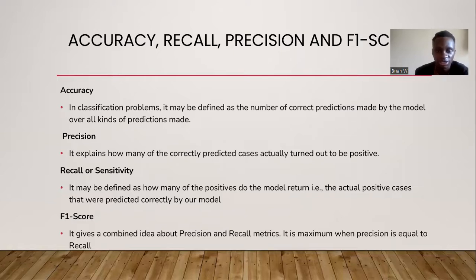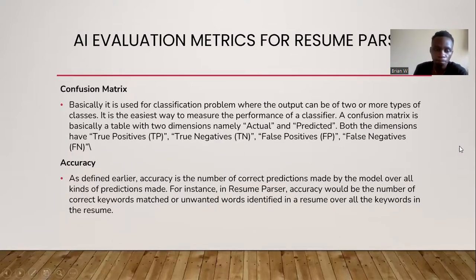Precision just explains how many of the predicted positive cases actually turned out positive. Recall is defined as how many of the positives the model returns, that is to say, the actual positive cases that were predicted correctly by the model. The F1 score is a combination of the precision and recall metrics. It is maximum when precision is equal to recall. So for any project, we have to have evaluation metrics.